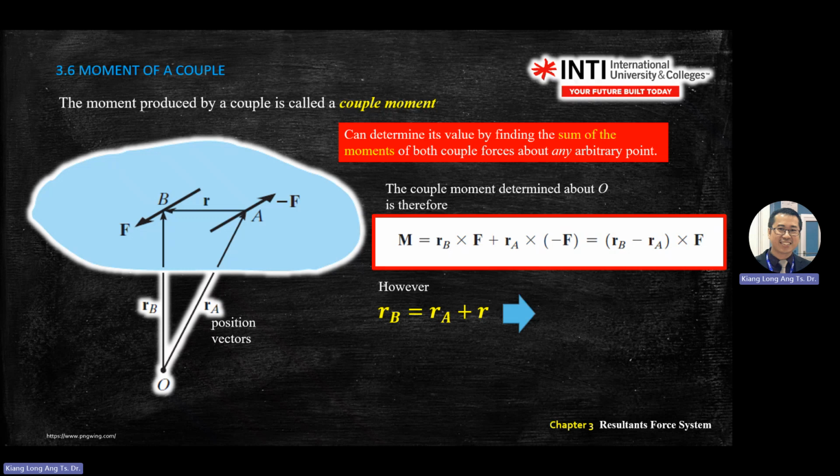You should be able to see this. If you don't know how to see RB equals RA plus R, go flip your vector chapter in mathematics. Or you rewrite the equation and you arrive at this one. So it is the same meaning: RB equals RA plus R, or R equals RB minus RA. You see this equation, you substitute R into this equation.